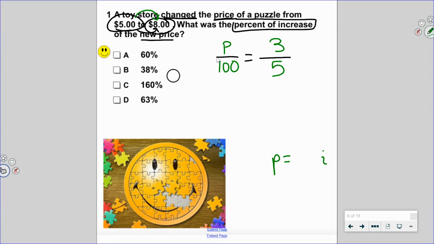So at this point, I'm just going to point out, many of you already know this one. You have it memorized. The rest of us, you can use scale factors here. There's no need for cross products. 3 times 20 is 60. So this is going to be a 60% increase. Final answer in this case, 60%.